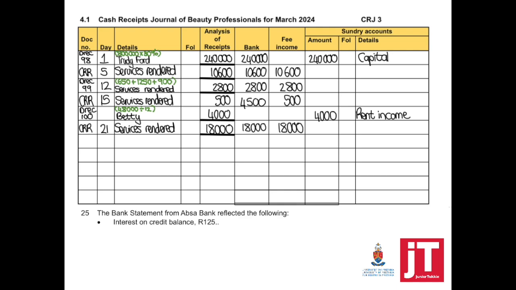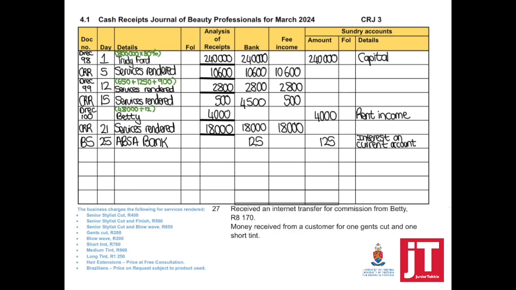On day 25, the bank statement from ABSA reflected the following: interest on credit balance, source document, bank statement, day 25. From who? ABSA Bank. How much? 125. For what reason? Interest on current account.